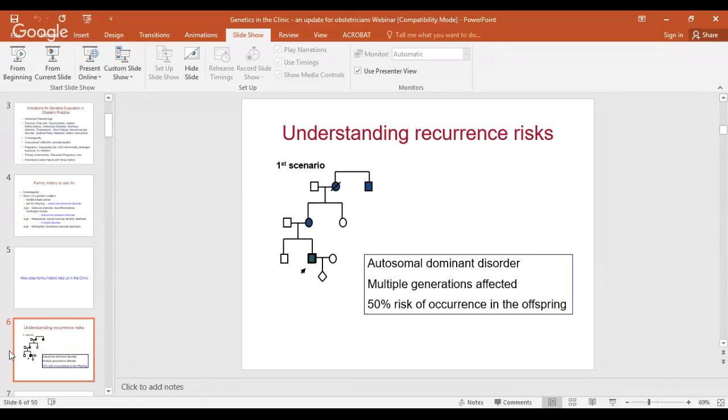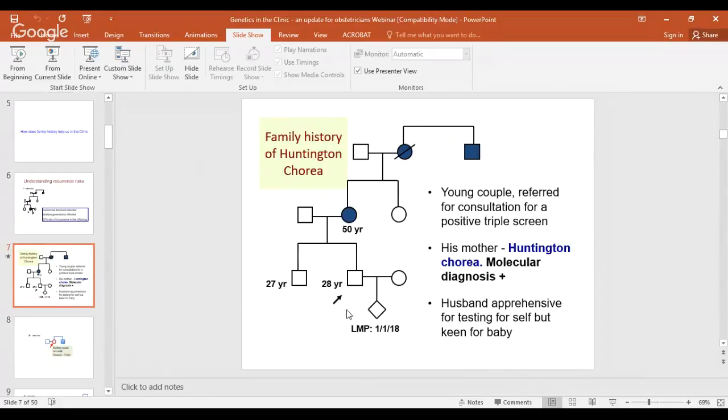Now here you can see that there are multiple members within this family who are affected in a vertical pattern, and thereby we know that it's coming down generations. So this is a typical autosomal dominant pattern of inheritance where multiple generations are affected. Because the father of this fetus is affected, there is a 50% chance that this baby would have the disease that is present in other members of the family. So let us take this example.